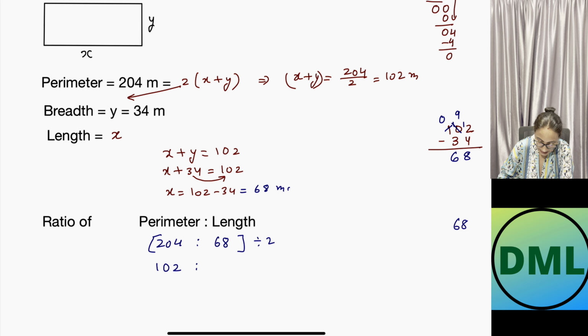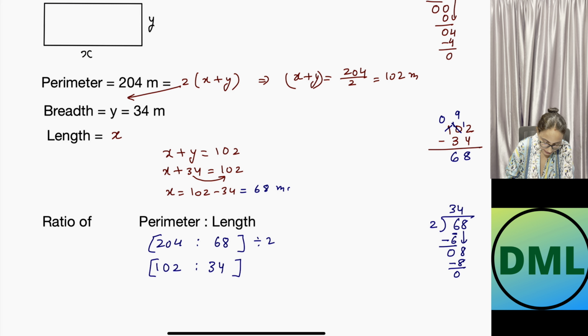Can we divide it here? 68 divided by 2. This is 6, which is greater than 2. I can easily divide it. 2 times 3 is 6. Let's subtract it. This will be 0. 8 will come down. 2 times 4 is 8. Let's subtract it. This will be 0 here. Your answer will be 34. Let's write down here 34.